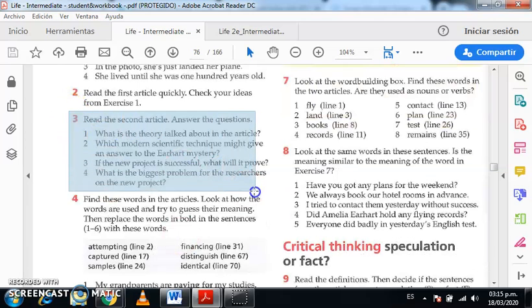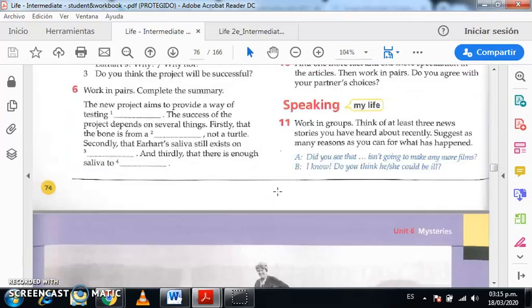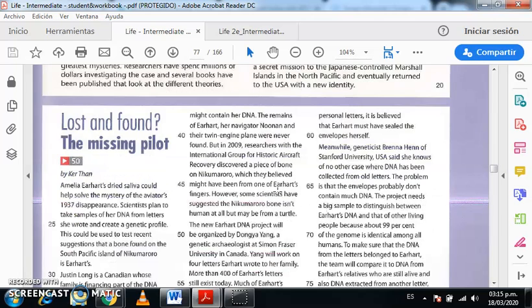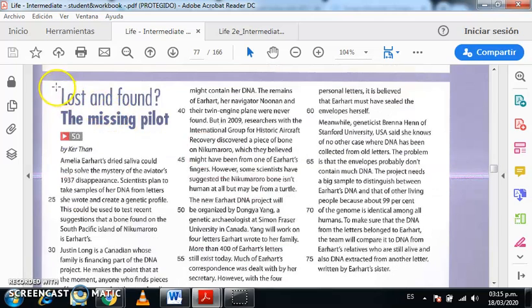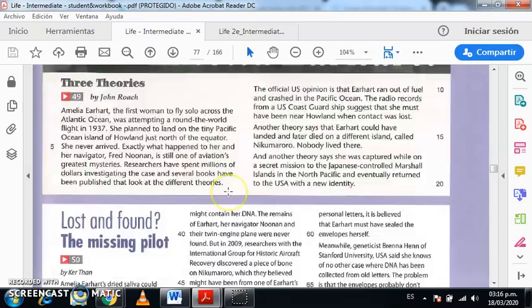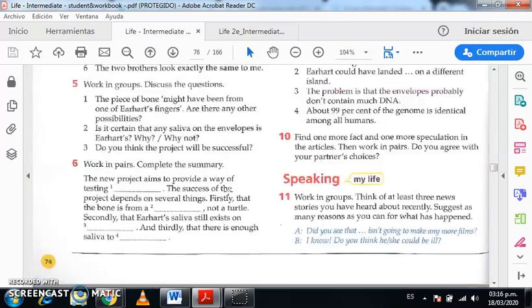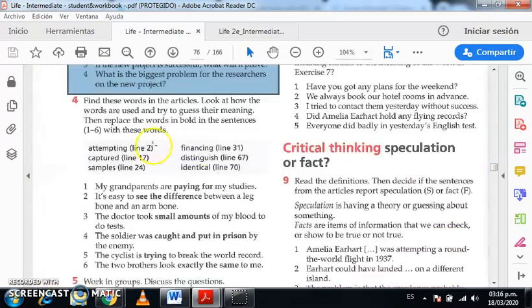You have to read the second article and answer these questions. There are 4. So the second article is this part. Lost and found, the missing pilot. Then we're going to do activity number 4.